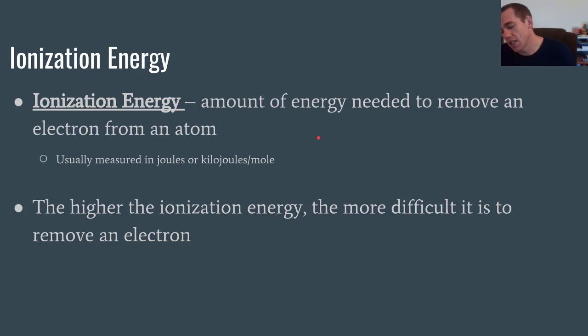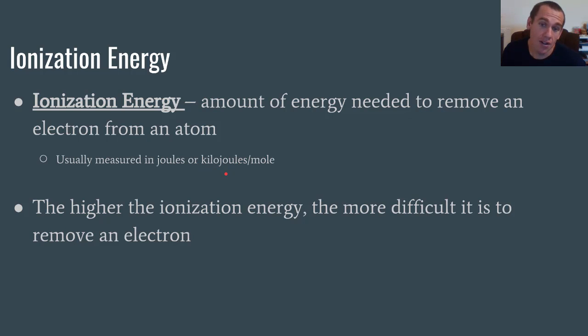And so then we get into this idea of how do ions actually form? Well, ions form by having electrons removed from them or added to them. For now, we're looking at ionization energy, which is the amount of energy needed to remove an electron from an atom. There is the idea of electron affinity, which is the energy requirement to absorb or release an electron. We're not really going to look at that, but we are going to look at ionization energy, the amount of energy needed to remove an electron from an atom. Like this says, it's usually measured in joules or kilojoules per mole.